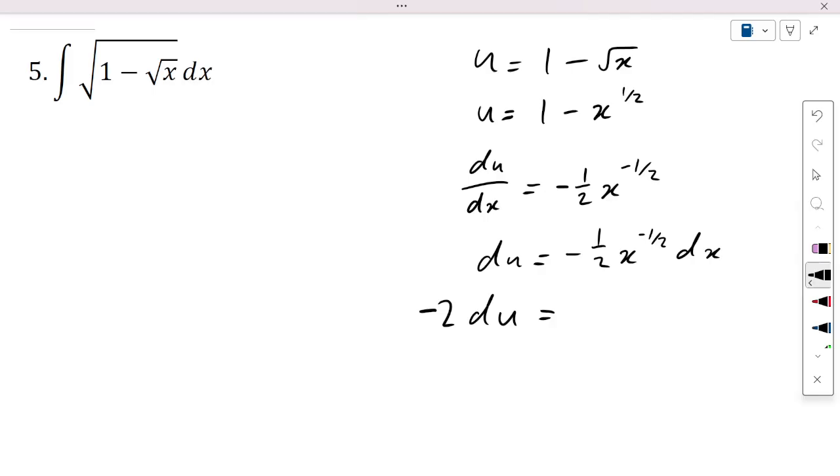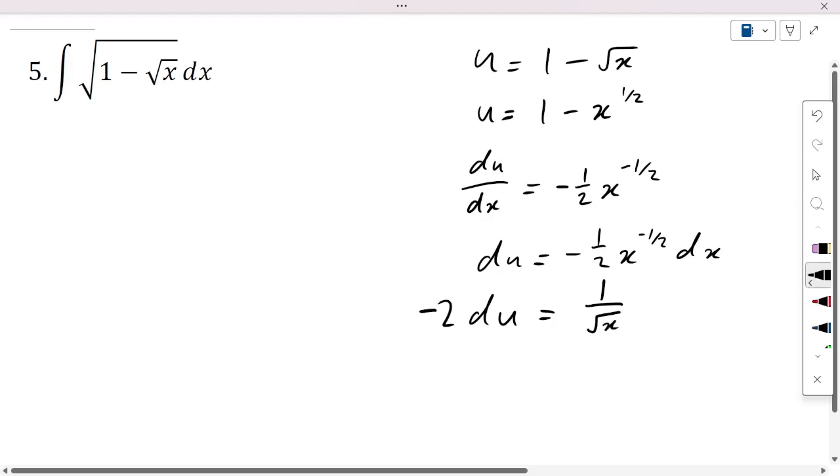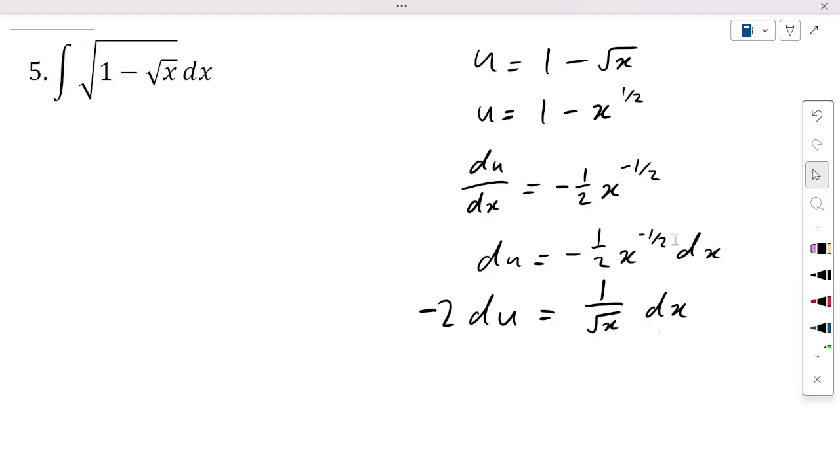Okay. So now what we are left with is x to the power of negative a half. Now, what we can actually write this as is the following. Because we got rid of this constant, we can write this as 1 over square root of x, multiplied by dx. Okay, so now this is where it gets really tricky. This is definitely the hardest out of the bunch. This is why. Note that we have 1 over square root of x multiplied by dx, right?